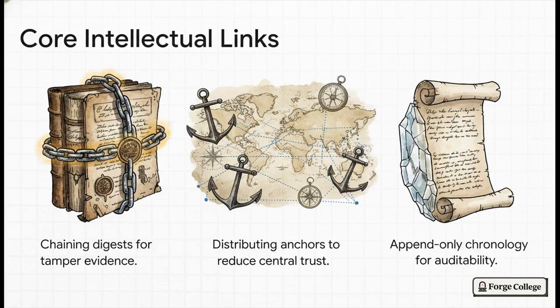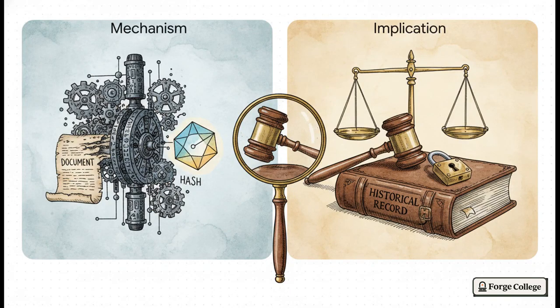Number 1, chaining digests for tamper evidence, meaning each record mathematically locks the one right before it. Number 2, distributing anchors to reduce central trust, making sure there's absolutely no single point of failure. And number 3, enforcing an append-only chronology, which ensures a permanent auditable trail where history can never be erased. But remember our buckets. We have to keep our categories clear.